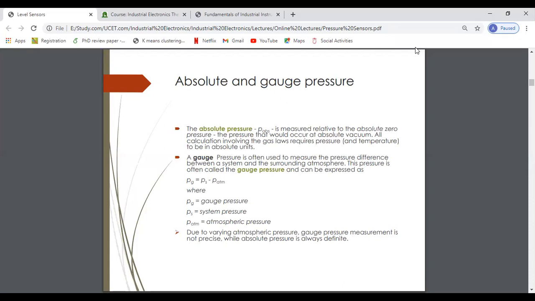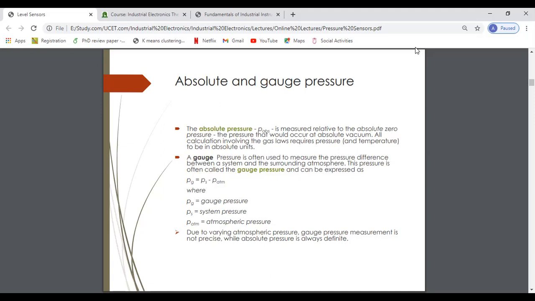The atmosphere of gas that surrounds the Earth exerts a pressure because of its weight at the surface of the Earth of approximately 14.7 pounds per square inch, psi, which defines the atmosphere unit. One atmosphere, 1 atm, is equal to 14.7 psi.